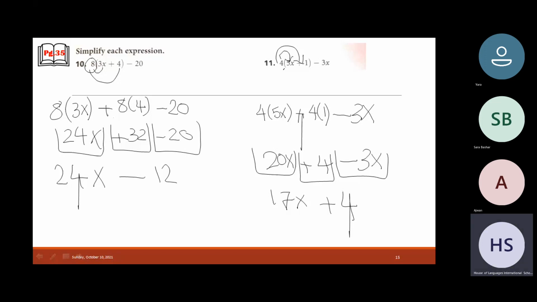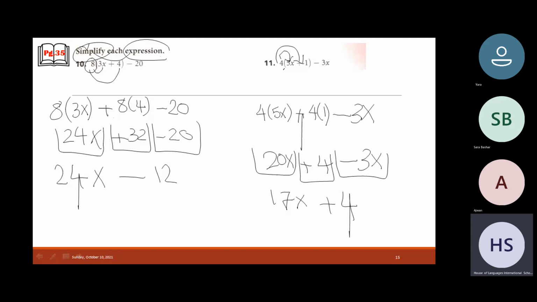So teacher, this is the answer. Yes, that's it. 24x minus 12. That's that. So now if they give us what x equal, we can solve. No. This is an expression. If you have any expression, just simplify it. And the next lesson, we're going to talk about equation. Equation, we will solve it. Solve the equation, simplify the expression.